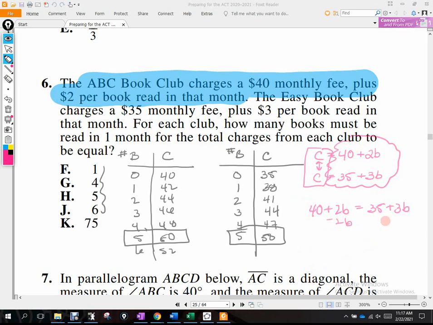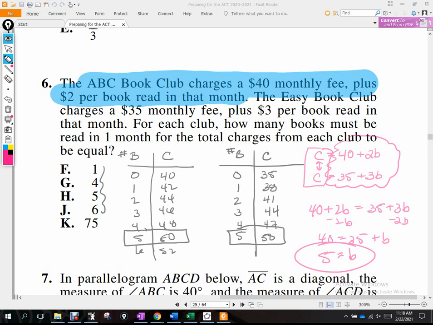I subtract 2b from both sides. And then that'll give me 40 equals 35 plus b. And subtract 35 from both sides. That's going to give me 5 books. Does that make sense? Now, let's say 5 wasn't the result. Let's say 5 wasn't there, and I went down to the 6th one, and they weren't the same. So I was showing 1, 4, 5, and 6 are not the answer. So what would that mean my answer would be? 75, and I wouldn't have had to go that far in my table, right?